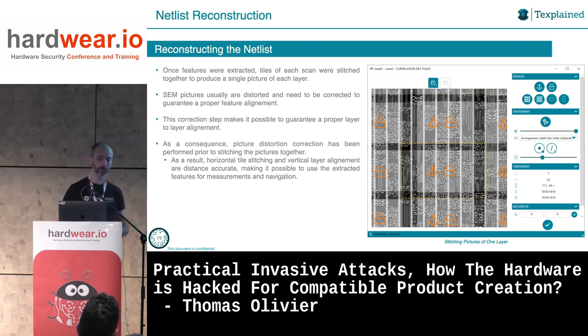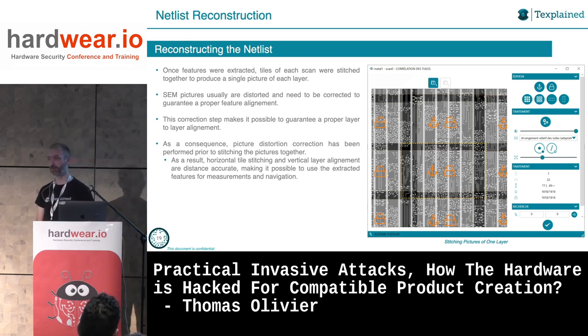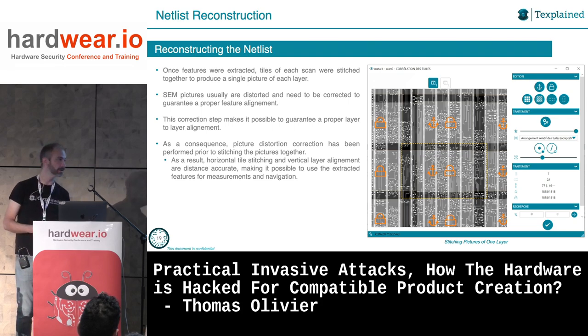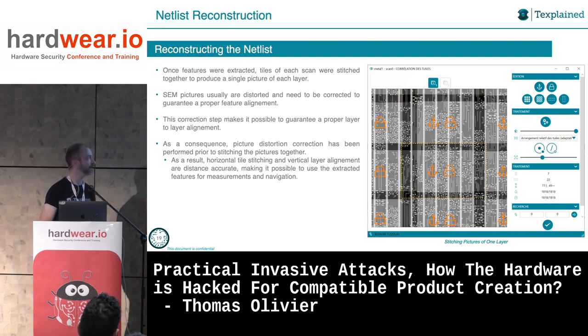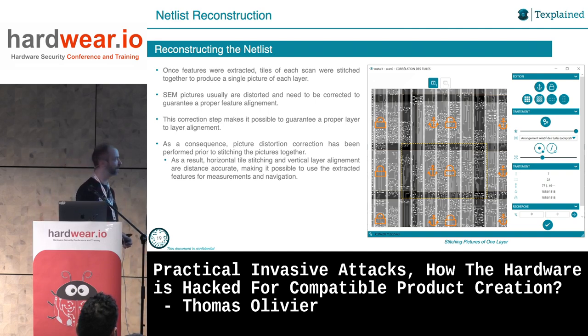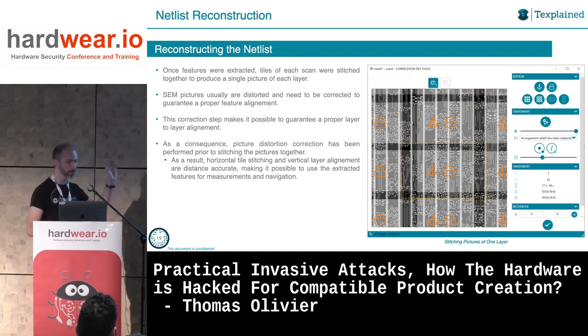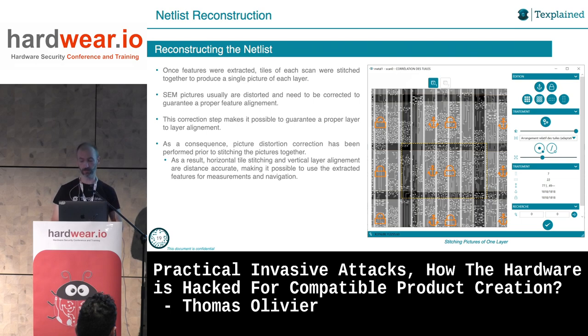After that, we could use this detection to correct the distortion that is introduced by the SEMs, the scanning electron microscope. They distort the features a bit. So if you want to stitch them, especially if you have a large number, it's good to be able to distort them back, you know? So, stitching, that's layer-wise.